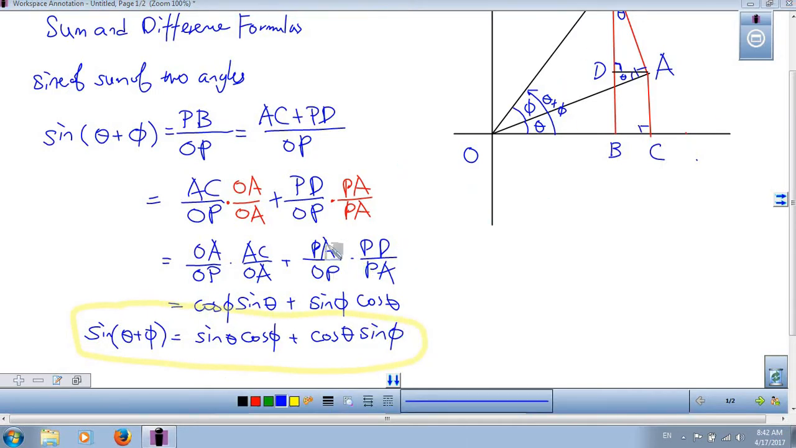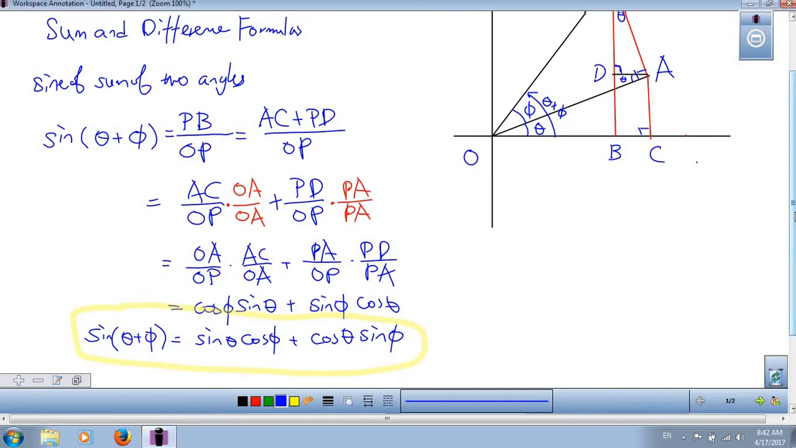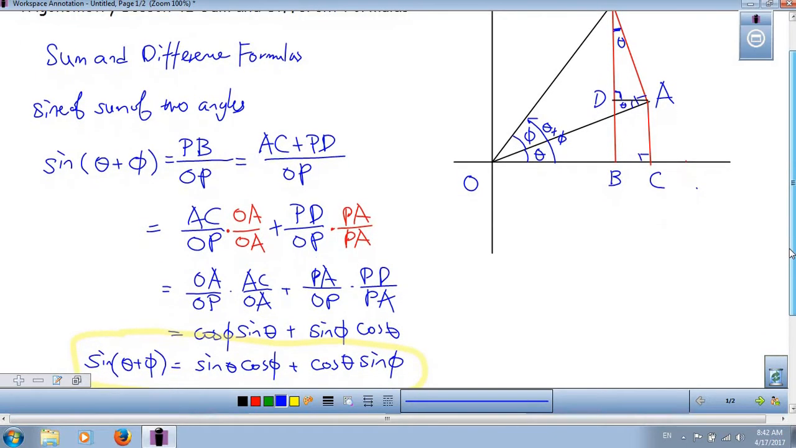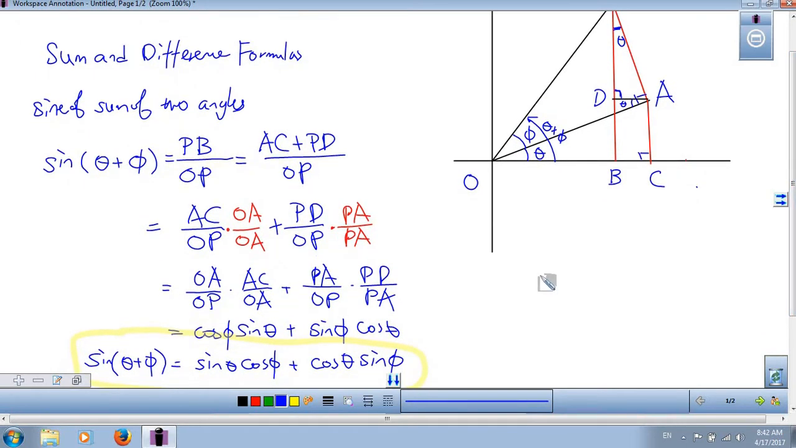Okay, and we can do the same thing for cosine. So let's just see the picture again. We're going to use this picture to develop the cosine. So let me pause here for a moment. If you need to write it down, take some notes. Alright, let me go ahead and erase this part so we can use this diagram.